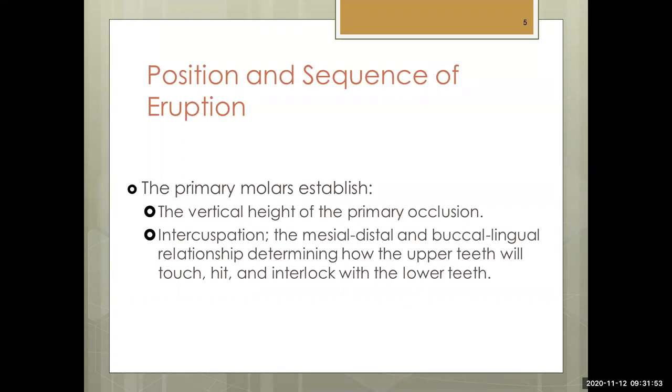But the primary molar establishes the vertical height of the primary occlusion, the vertical height. Do you know what that is? How far that maxilla is from the mandible. It tells us also how the TMJ is going to fit into the socket. Intercuspation: the mesial, distal, and buccal lingual relationship determining how the upper teeth will touch, hit, and interlock with the lower teeth. So know that term, intercuspation. If you split up the word, you'll be able to figure it out. How everything meets, mesial, distal, buccal lingual, how they interlock.